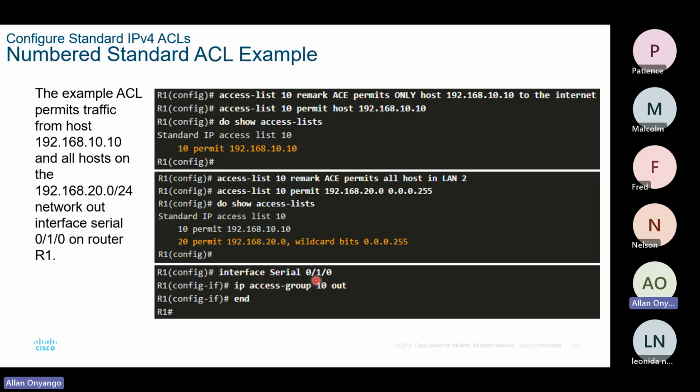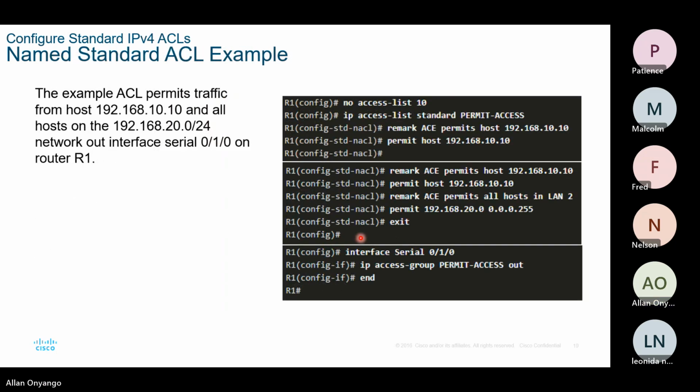So say ip access-group, put the ACL number. If it was a name, you will put a name here. Then you must say whether the access list is in or out. Out means it is outbound. In means it is inbound. And I'm going to show you how to determine whether it's out or it is in. All right. Now, let's look at a named ACL.